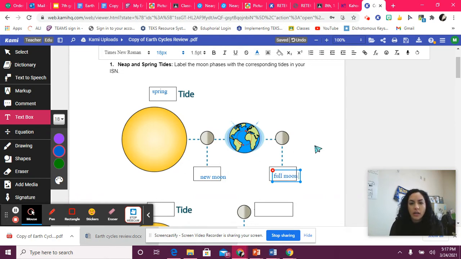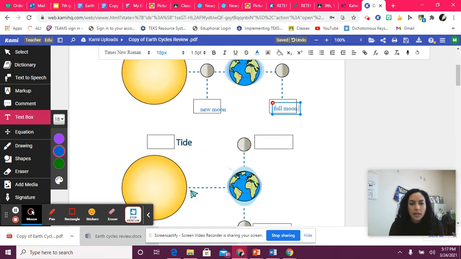Same thing with your neap tide. Now it's the total opposite, right? So look at how the moon, the sun, and the earth are aligned. If you notice, they're at a 90-degree angle. So instead of working together, such as in a spring tide, now they're working against each other. The moon is pulling Earth on one side, and then the sun is pulling on the other side. So that is considered a neap tide.